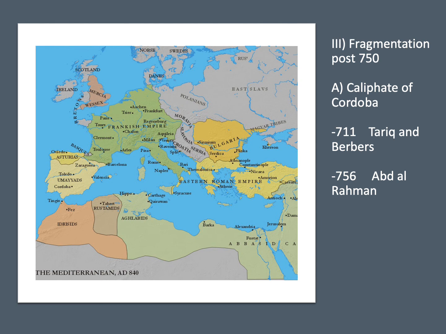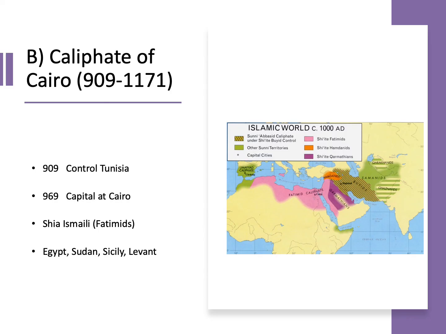He survives. So Abd al-Rahman flees, ends up in Iberia, and establishes this sort of unified Muslim caliphate that does not have any sort of connection to the Abbasid Caliphate. So it's an independent caliphate over in Iberia. And then that fragmentation continues.